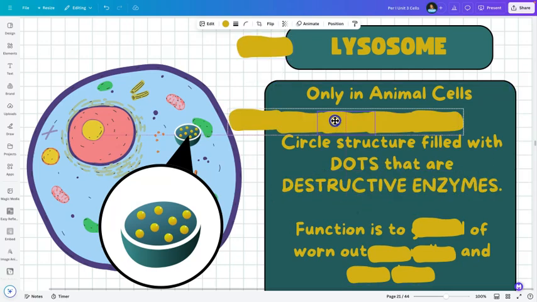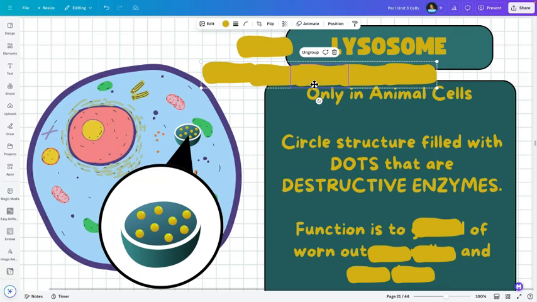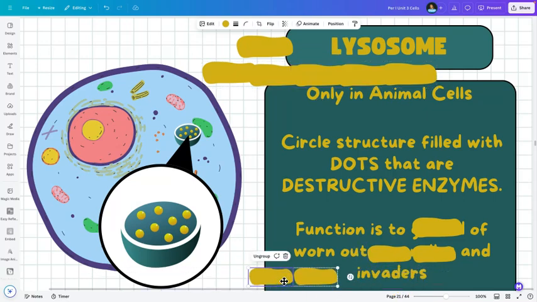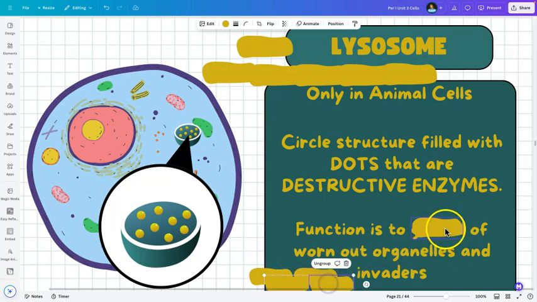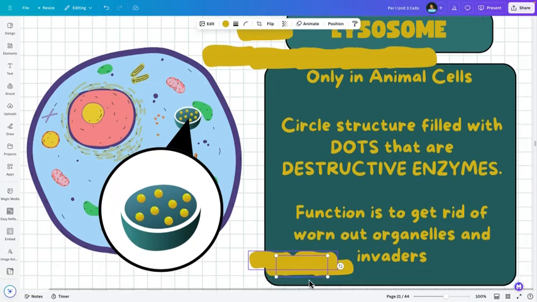Good job. Those dots are destructive enzymes. What are we destroying? Invaders. What else? Worn out organelles. It is literally in charge of getting rid of the cell if the cell does any error during any of its functions. The lysosome should get rid of it. It also will get rid of anything trying to get into the cell that doesn't belong. It's the first line of defense. Only in animal cells.